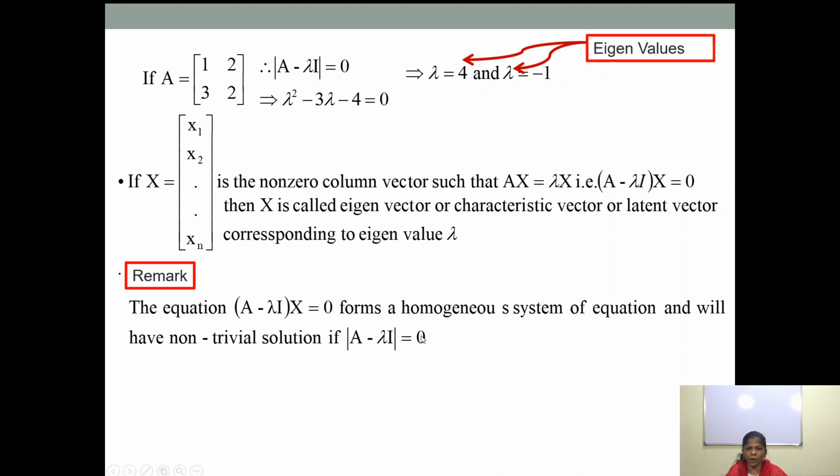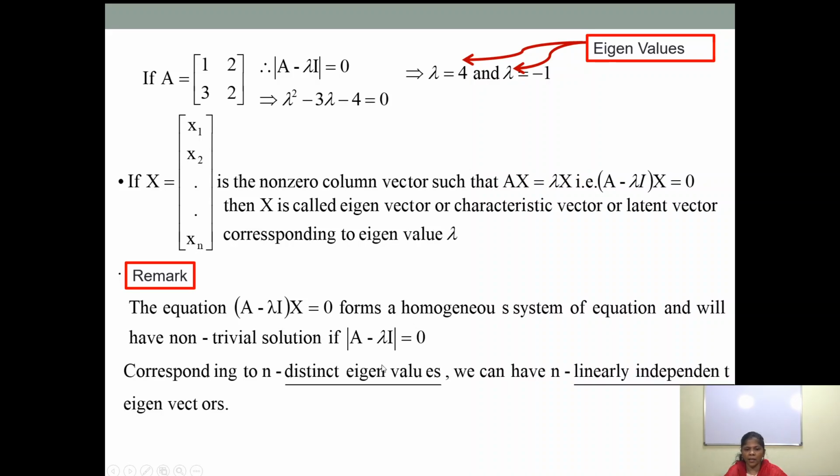Right? So we don't want a zero solution, otherwise it will not be an eigenvector. So we want a non-zero solution. For getting the non-zero solution, the determinant of A minus lambda I must be 0. This is the first thing that one has to remember.